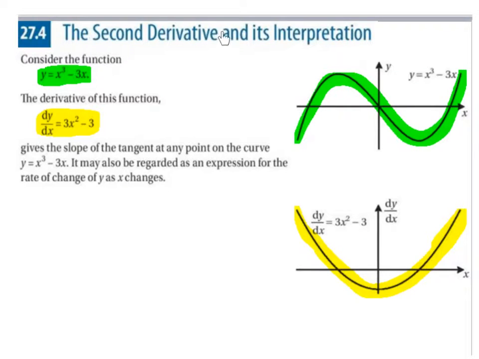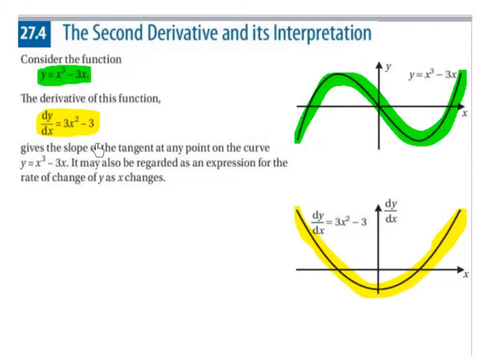The second derivative and its interpretation. Consider the function y equals x cubed minus 3x. It's a cubic graph, so it's S-shaped. The derivative of this function, dy/dx, equals 3x squared minus 3. And it's a U-shaped graph.